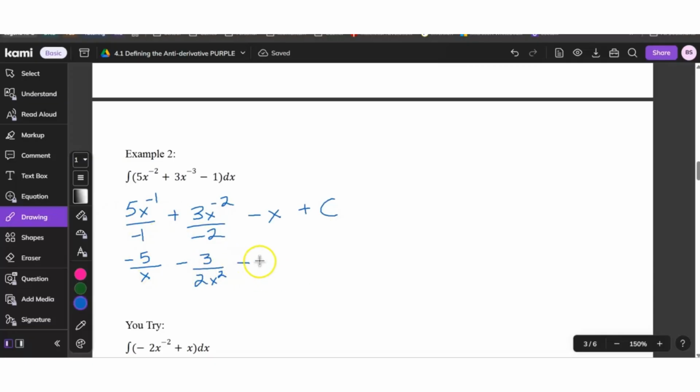Why does it become minus 3? Because if this was plus 3 over negative 2, that's the same as minus 3 halves. So it's just an easier way. Rather than writing the negative on the bottom and saying plus negative, we just say minus. Okay?